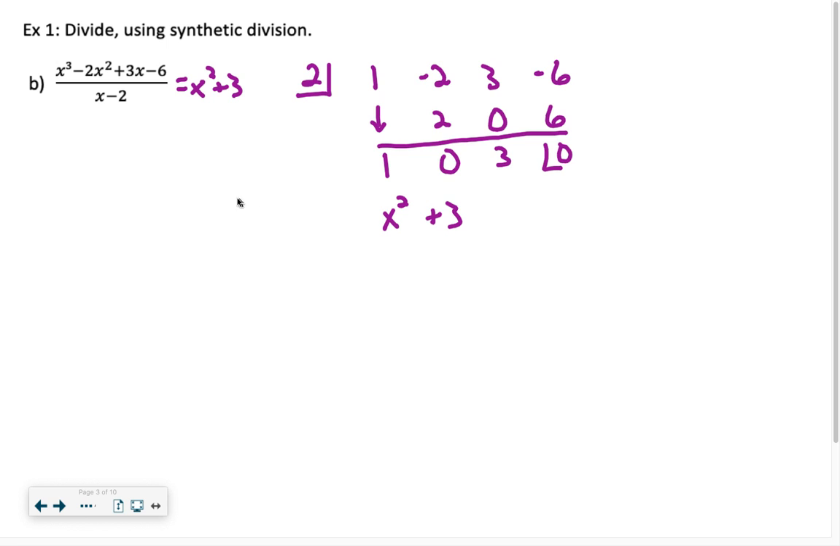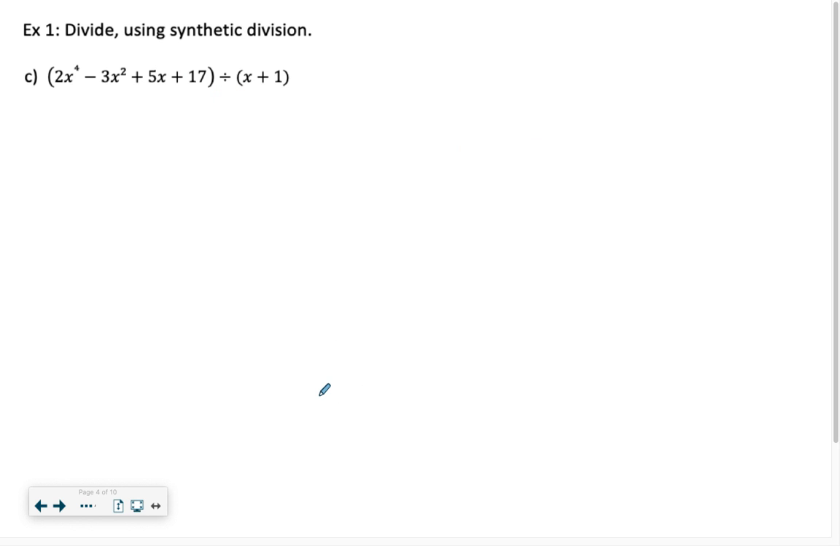All right? And then remember, another thing that we talked about in the last video was I could also rewrite this then as x cubed minus 2x squared plus 3x minus 6 equals x minus 2 times x squared plus 3. Okay? We have essentially used division to factor the polynomial. Okay? Let's do one more example here.